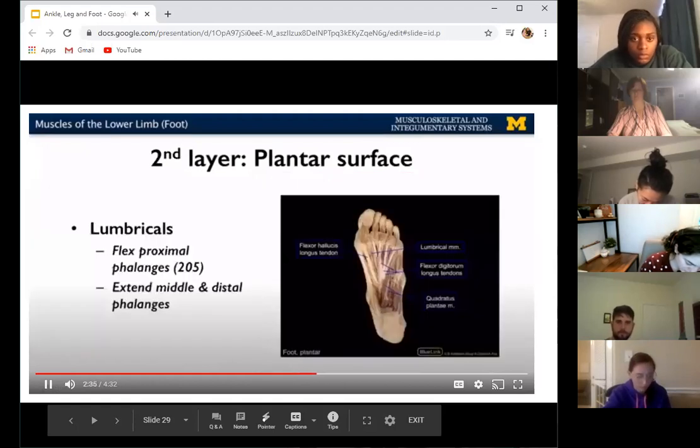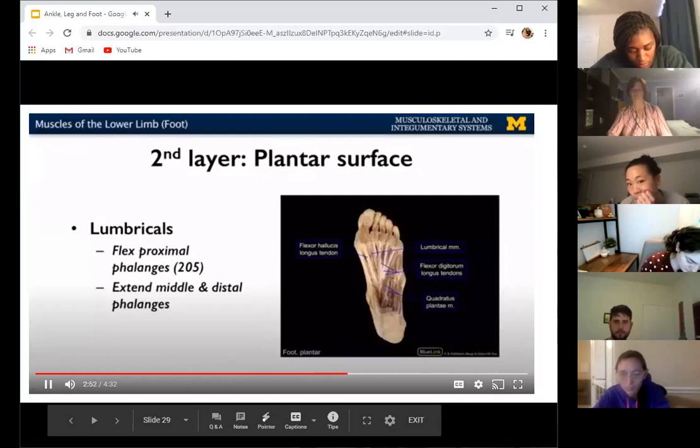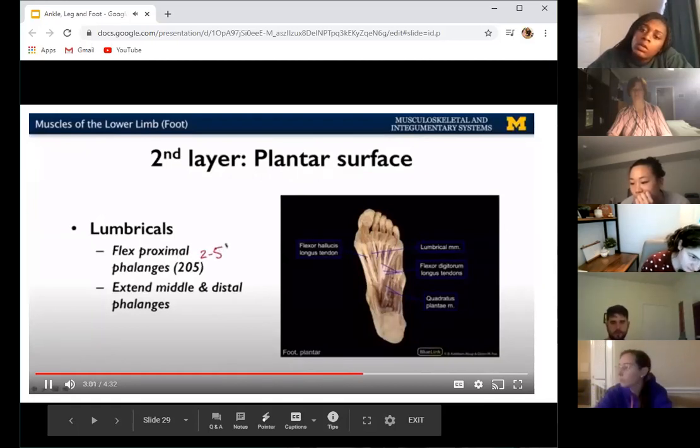Now, as you move deeper, in this particular image, those muscles we just discussed have been removed. We're getting into the lumbricals. And if you recall in previous discussions, we had lumbricals associated with the hand as well, and these are doing the exact same thing. You have the flexion of proximal phalanges and the extension of the middle and distal phalanges. And there's a mistake right here. This should say 2 through 5, so digits 2 through 5, not including the first digit.